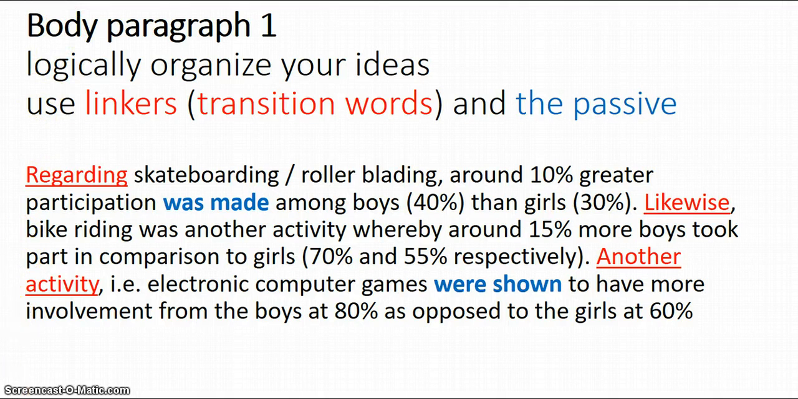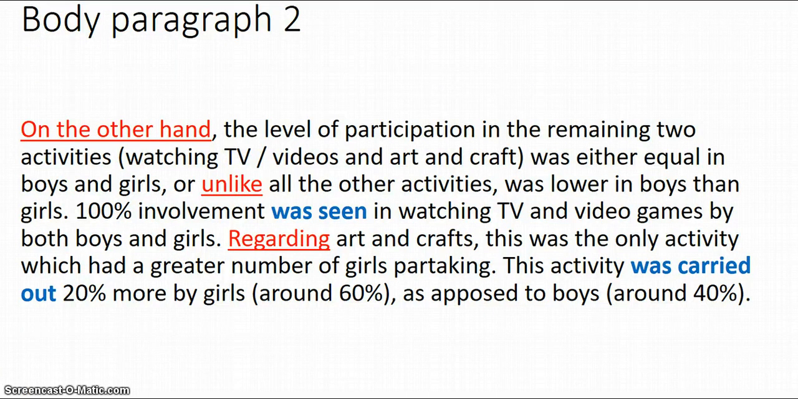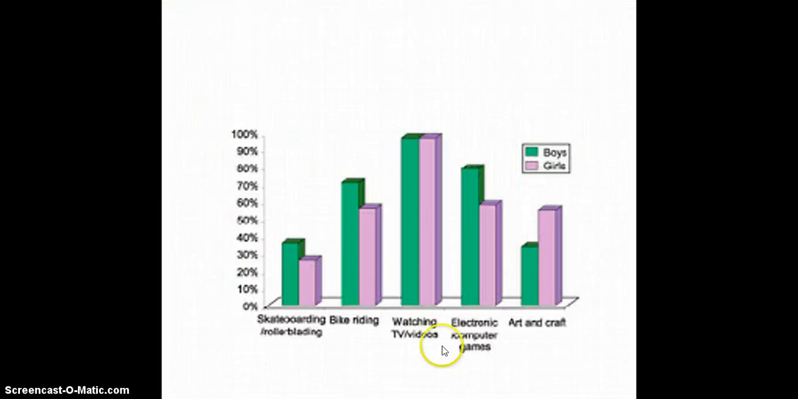Now let's go to body paragraph 2. Here we have body paragraph 2, which is the final paragraph for our IELTS writing task 1. Again, I have used linking words and I have got some passive verbs. On the other hand, the level of participation in the remaining 2 activities, watching TV videos and art and craft, was either equal in boys and girls. As you can see, watching TV and video was equal for boys and girls, and also we have this activity here where for the first time we've got boys participating less than girls.